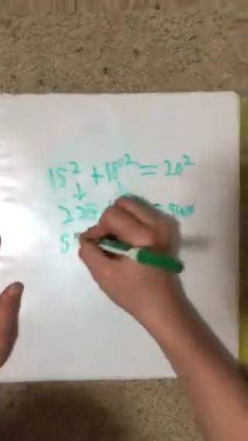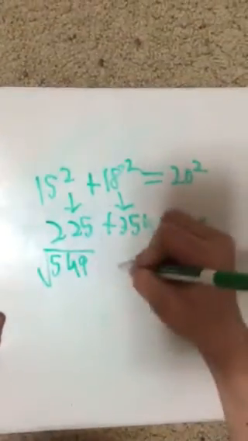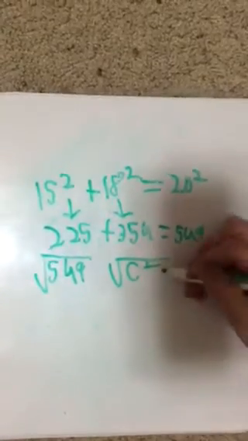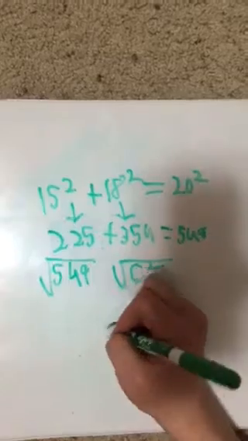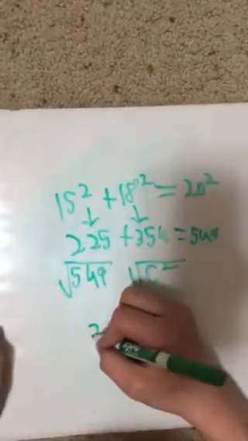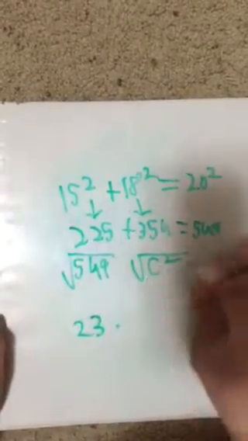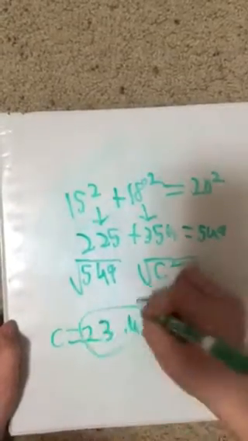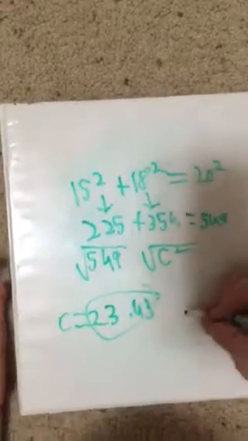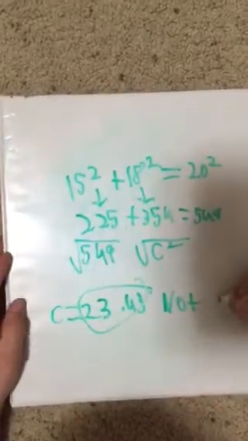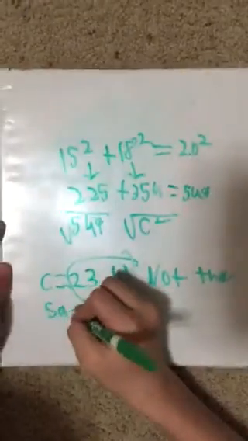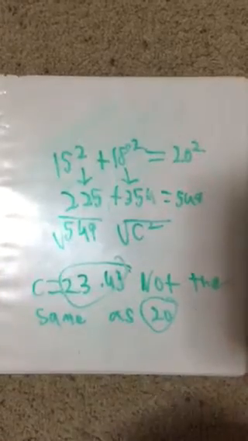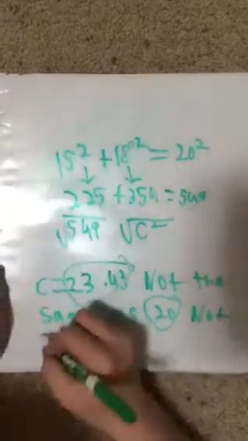So we take the square root of 549 to get c by itself, and that is 23.43, and that would be c. But 23.43 is not the same as 20, therefore it is not a right triangle.